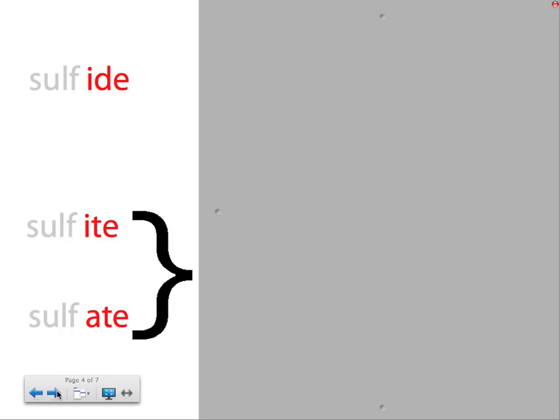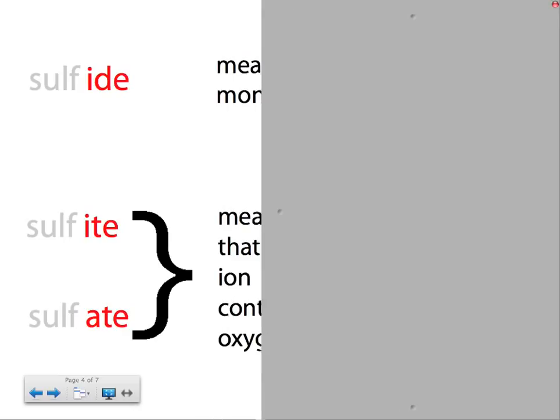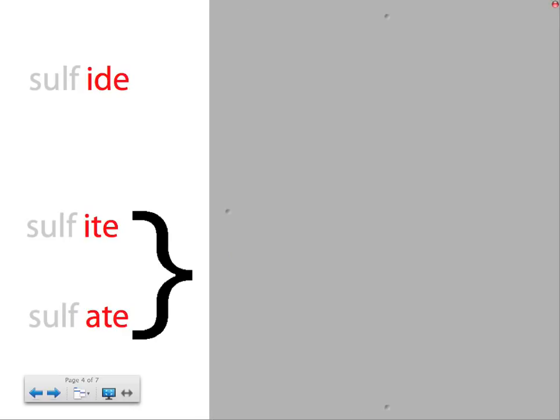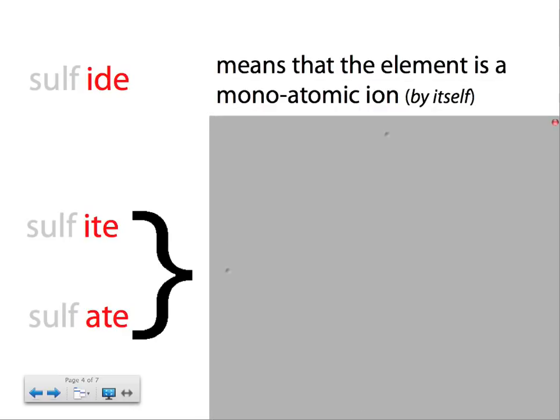Okay, so what does ide mean? That's the big question. Let's reveal this way. If you see ide in the name, it means that the element is a monoatomic ion. It's by itself. So basically, in this case, it's just sulfur, and then you would go to the periodic table and work out that its charge is 2 minus. So sulfide, ide, means it's by itself.